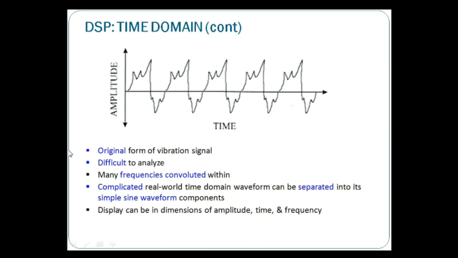Right. So if you are getting the original form of the vibration signal, it could be convoluted by many frequency components. So it's difficult to analyze. You have many frequencies superimposed on each other. Your real, actual time domain waveform is very complicated, very complex, but it can be separated into simple sine waveforms, like I mentioned to you.